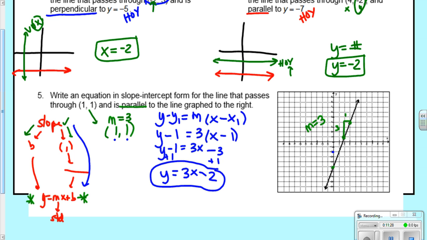I could even go check it if I wanted to. Here's negative 2. My slope of 3 would be up 3 over 1. There's that (1, 1) I was talking about. I could keep this going. You'll notice I'm never going to get closer to this line. I'm always going to be skirting right by it so that it's parallel.